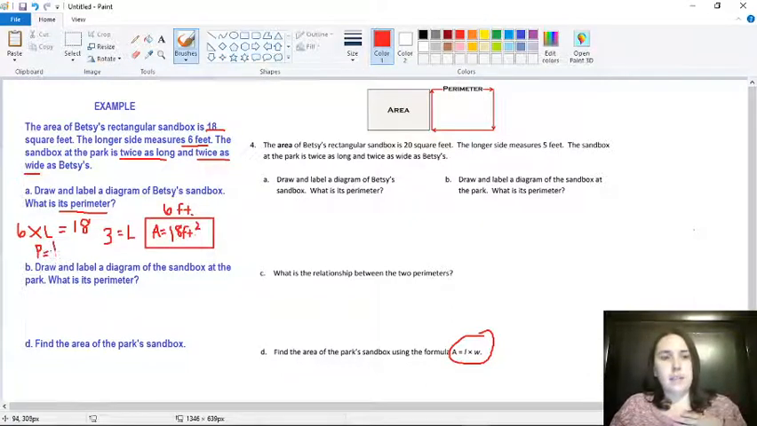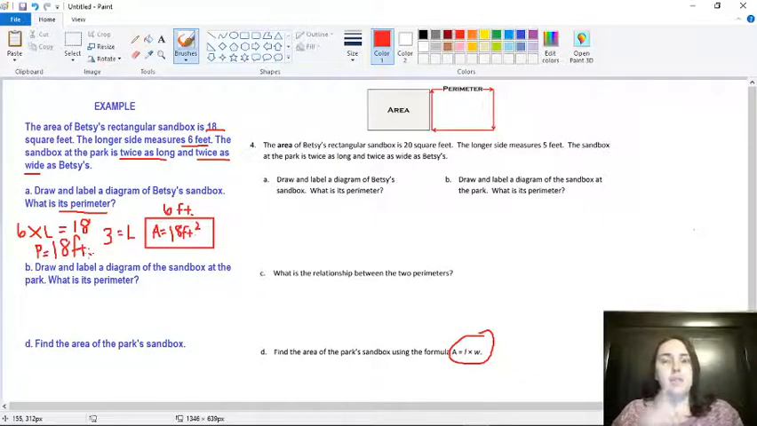So my perimeter is the same as the area. Mine is 18 feet. Yours might be different, but in this case, the perimeter and the area ended up being the same. The only difference is that because I'm adding, instead of multiplying feet, I'm just adding feet. My label is just going to stay feet for the perimeter instead of feet squared like it would be in the area.